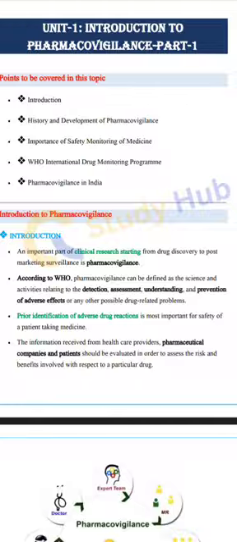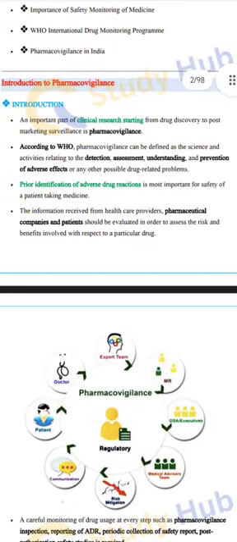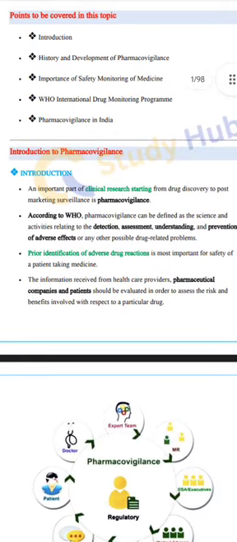Prior identification of adverse drug reactions is most important for the safety of a patient taking medicine. The information received from healthcare providers, pharmaceutical companies, and patients should be evaluated in order to assess the risk and benefits involved with respect to a particular drug. So in pharmacovigilance, we are going to see in depth about the drug, its usage and its adverse drug effects, which need to be reported immediately. That is all we are discussing in pharmacovigilance.